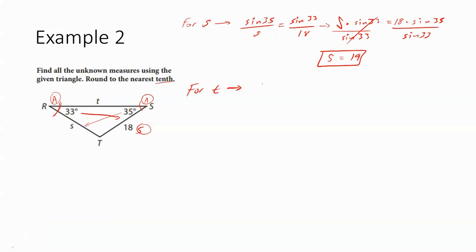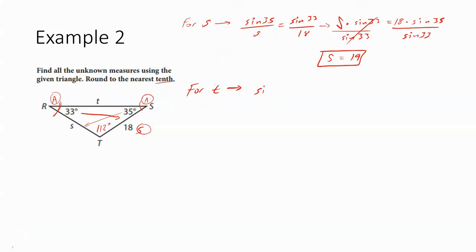All right, so let's see. Angle T, again, what is the angle for angle T? You have to use the triangle sum theorem. So 180 minus 33 minus 35, and you should get 112 degrees. So don't forget triangle sum theorem is still a thing. Okay, do not forget it.